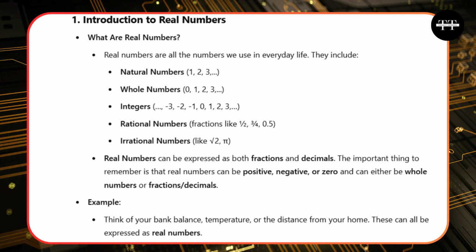What are real numbers? Real numbers are all the numbers we use in everyday life. They include natural numbers 1, 2, 3; whole numbers 0, 1, 2, 3; integers -3, -2, -1, 0, 1, 2, 3; rational numbers, fractions like 1/2, 3/4, 0.5; and irrational numbers like √2 and pi. Real numbers can be expressed as both fractions and decimals.